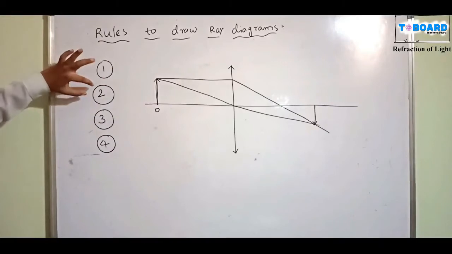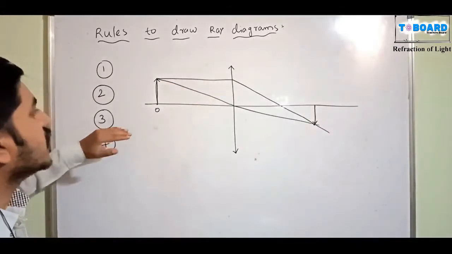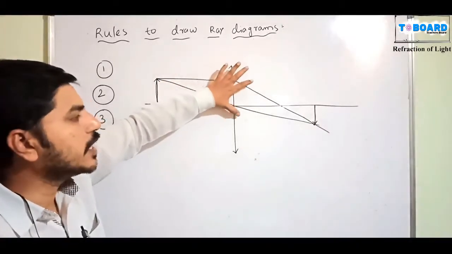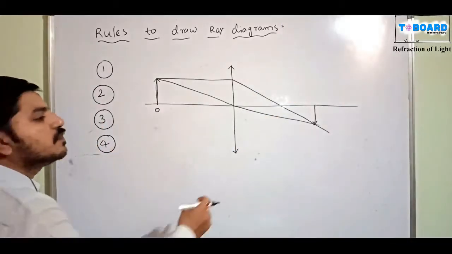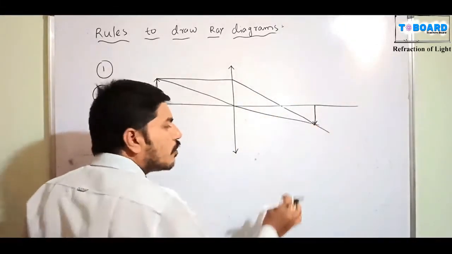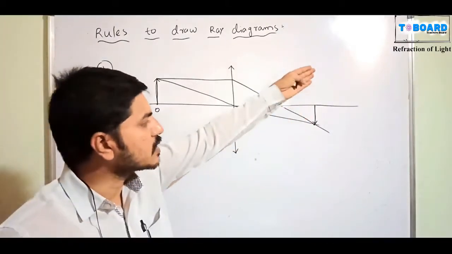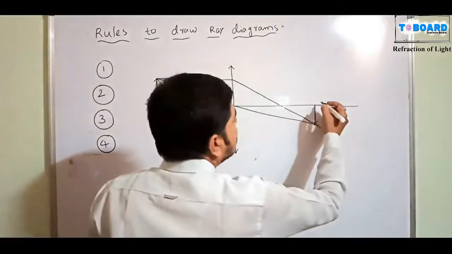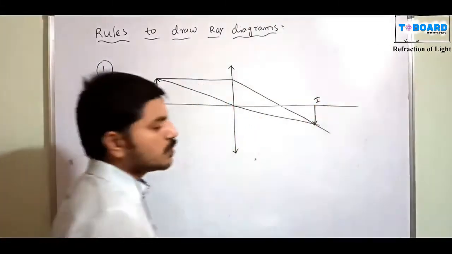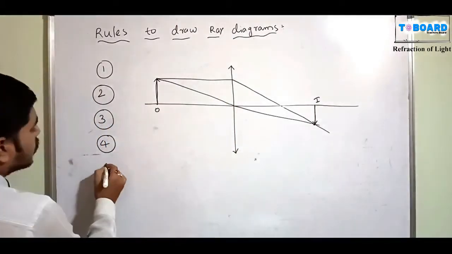Then the first condition. Second condition, you consider at least two rays from the object. The third condition is after refraction, extend the two rays. The fourth condition: where the two rays meet, that point is the image position, and draw a normal to the principal axis. So this is the position of the object, and now I consider this I as the image position. Right? Okay, right.